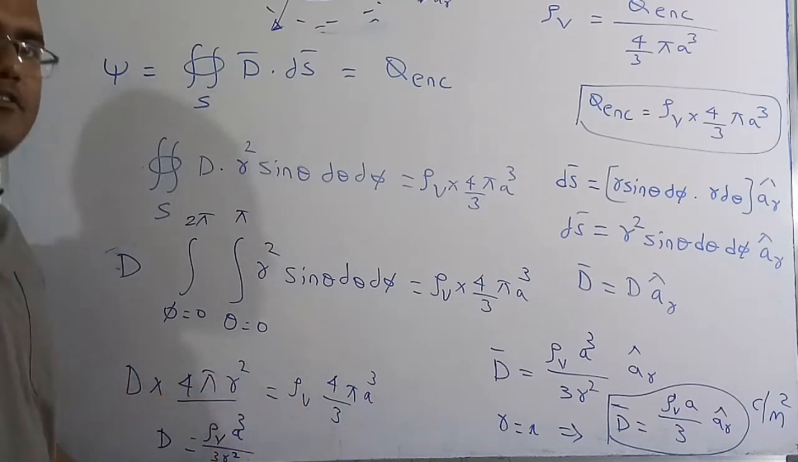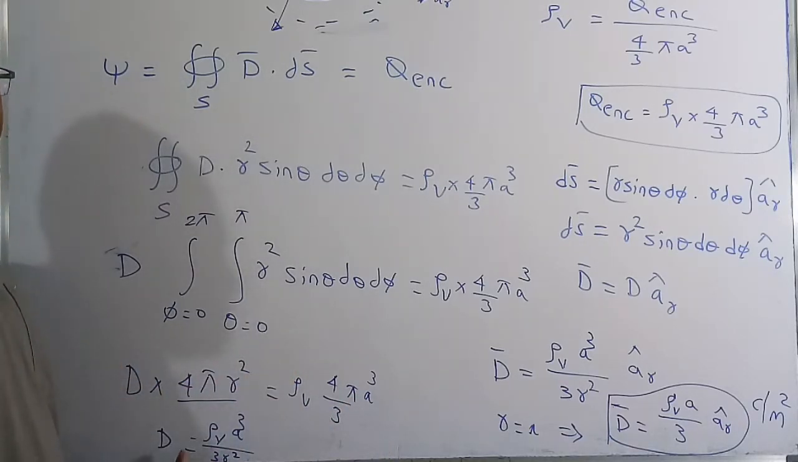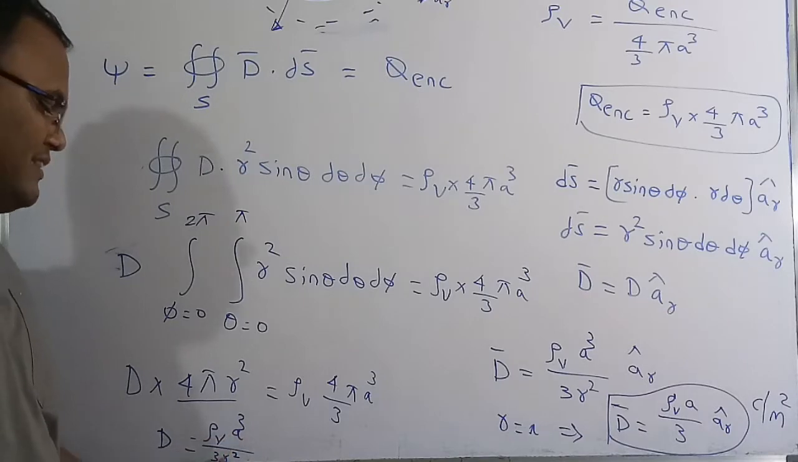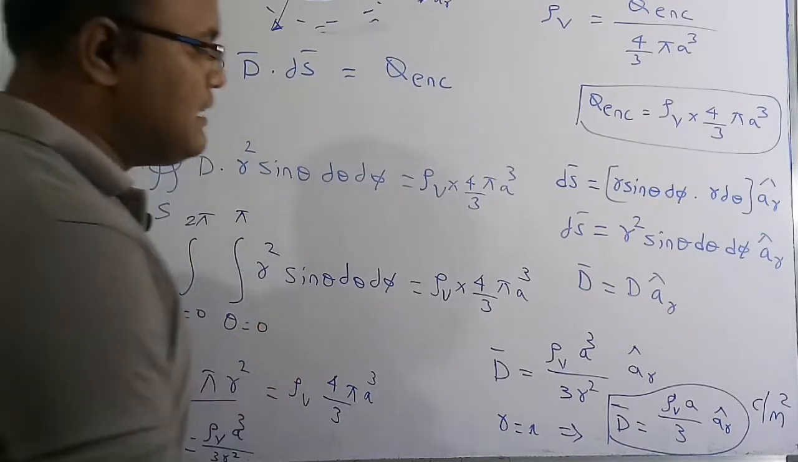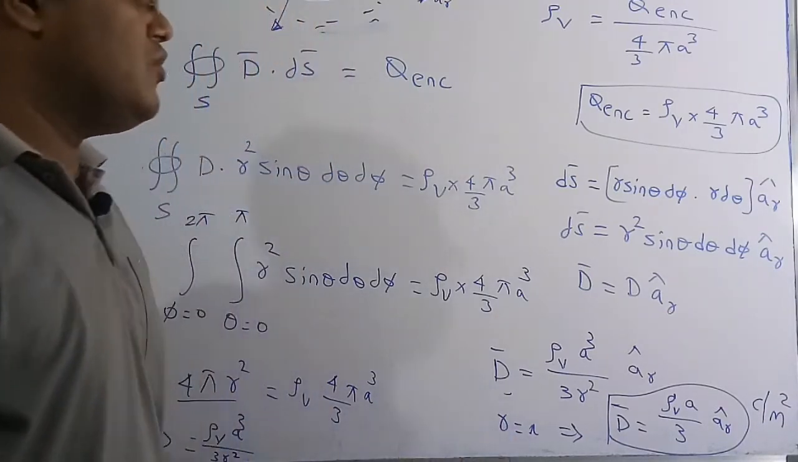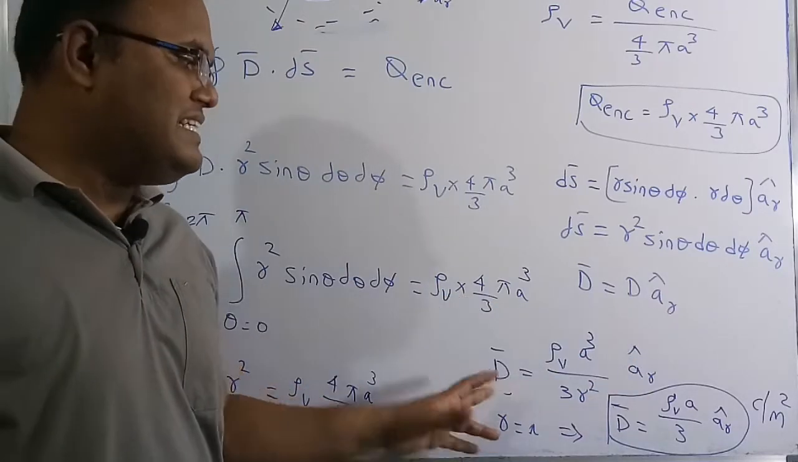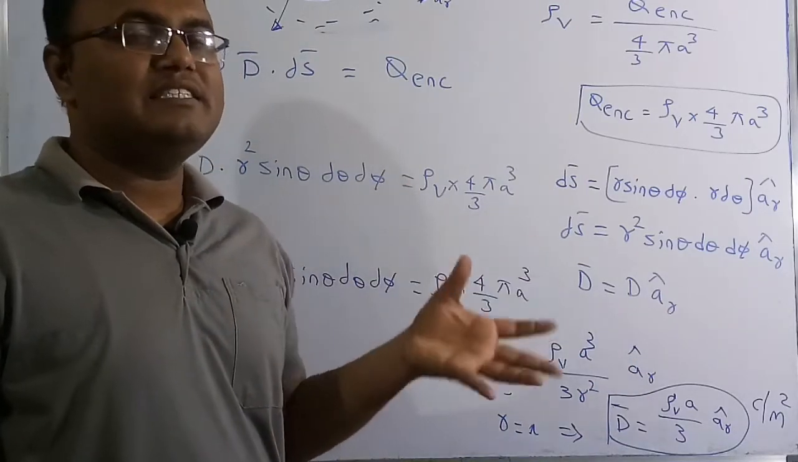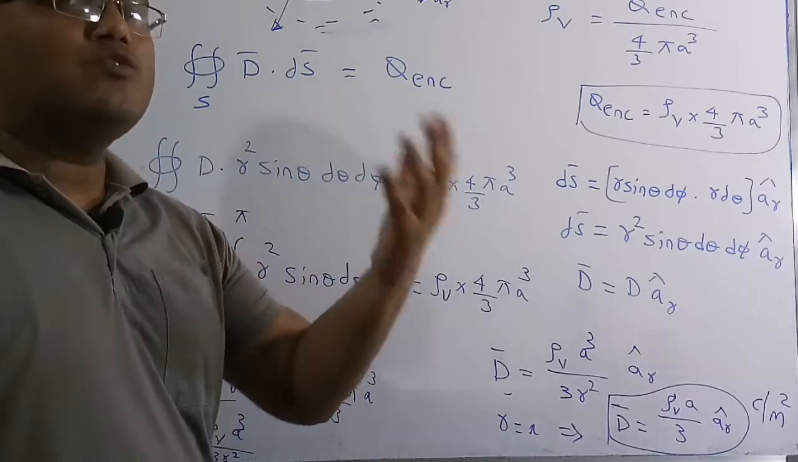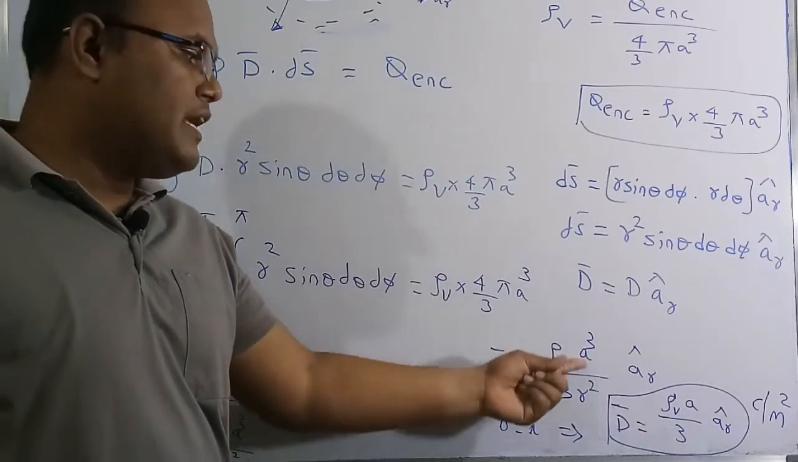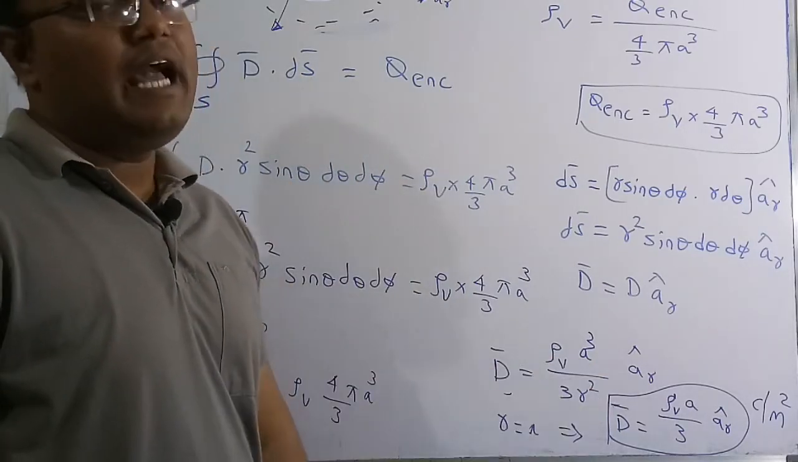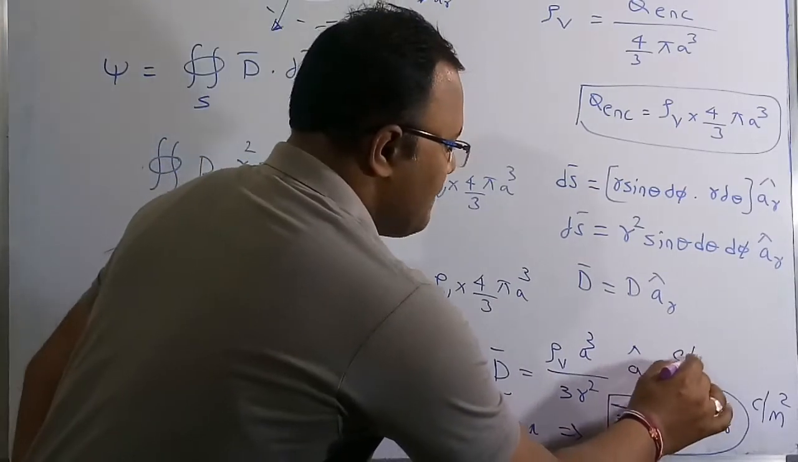So if you do the simplification, we are going to get electric flux density is equal to rho v a cube by 3 r square. Therefore, in vector representation, D bar is equal to D into a_r cap. So this is the electric flux density at any point outside the sphere, which is rho v a cube by 3 r square a_r cap, and its unit is coulomb per meter square.